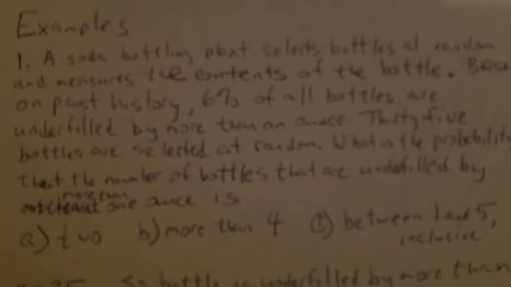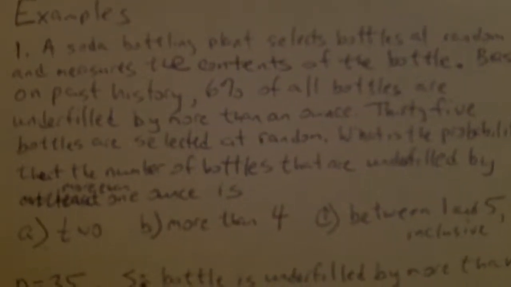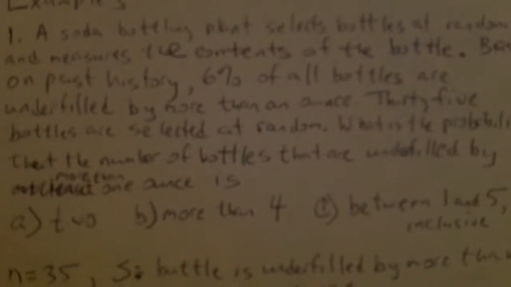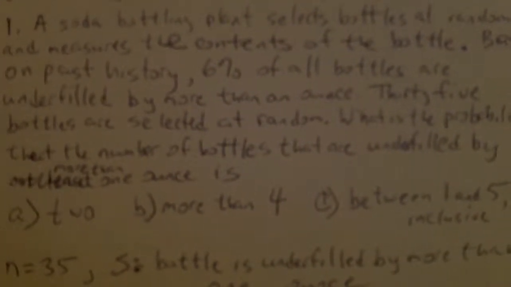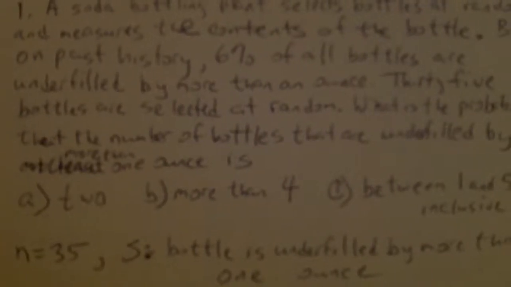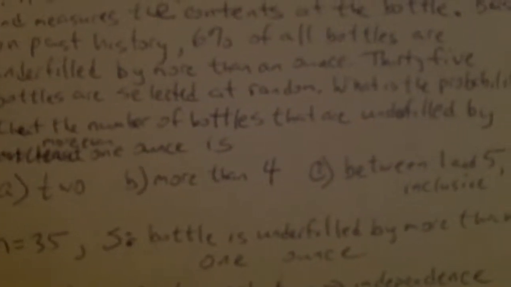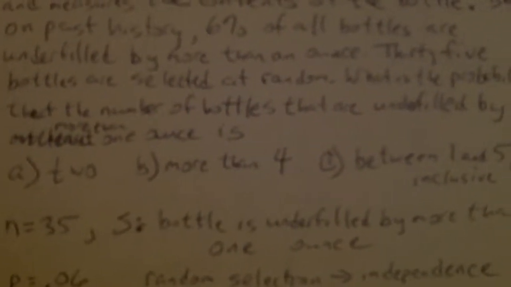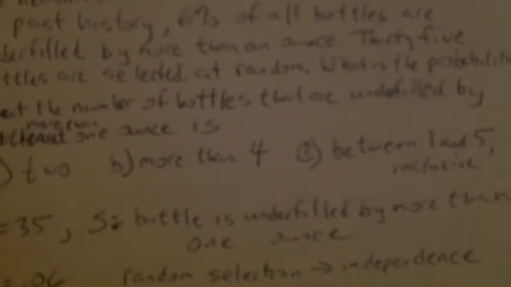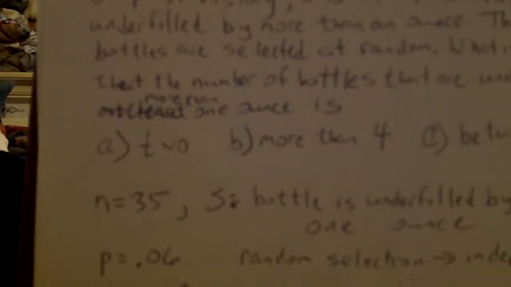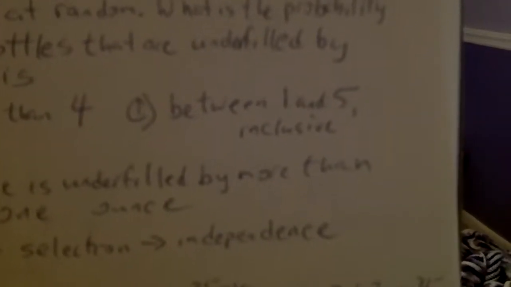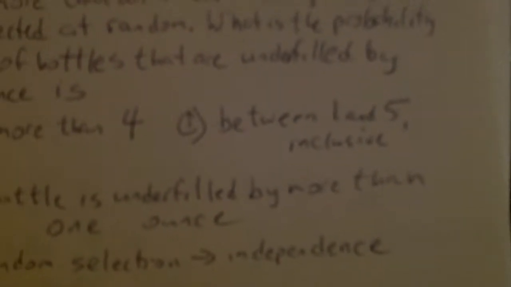On the past history, 6% of all bottles are underfilled by more than an ounce. So they've chosen 35 bottles at random, and our question has to do with what's the probability that the number of bottles that are underfilled by more than 1 ounce is, and we've got three different situations here: that it's 2, that it's more than 4, and that it's between 1 and 5 inclusive.